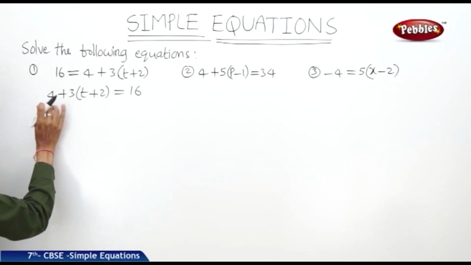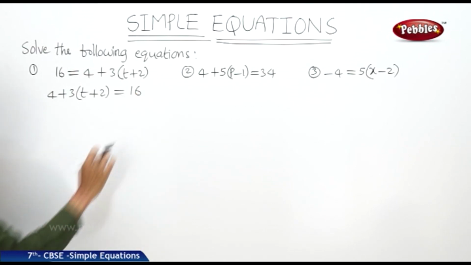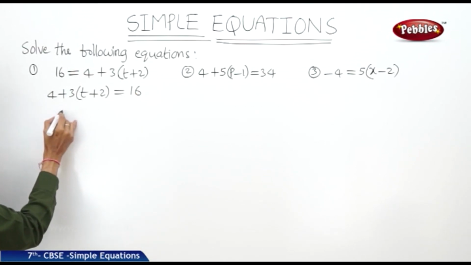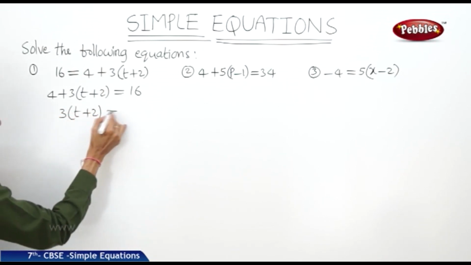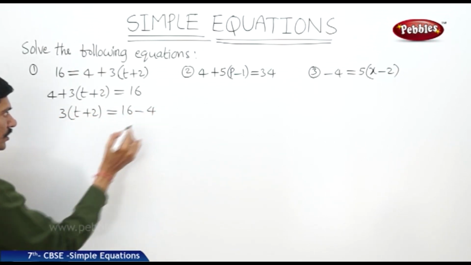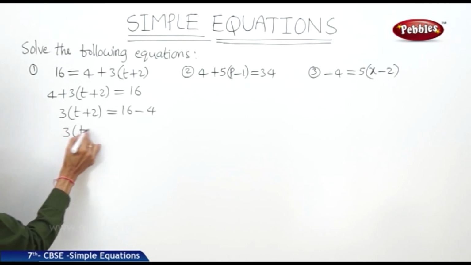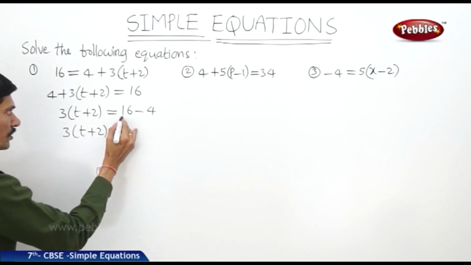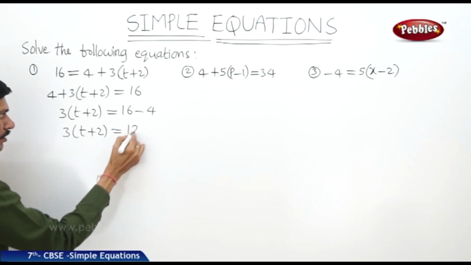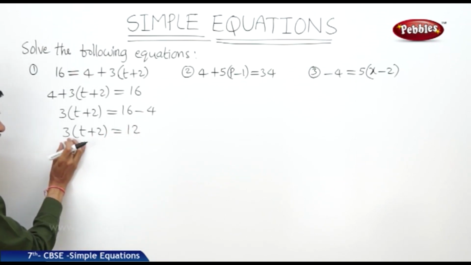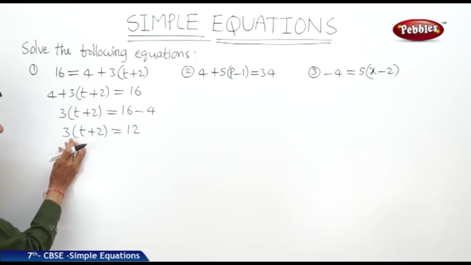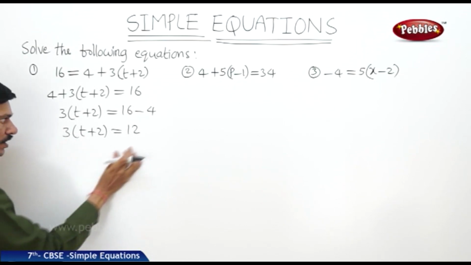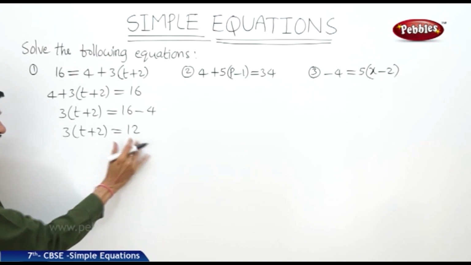When you transpose plus 4 to the RHS, it becomes minus 4. Now the same equation can be written as 3 of t plus 2 equals 16 minus 4. Then 3 of t plus 2 equals 16 minus 4, which is 12. Now let us transpose into 3. So 3 of t plus 2 means it is into 3. Let us transpose into 3 to the RHS. It becomes divided by 3.